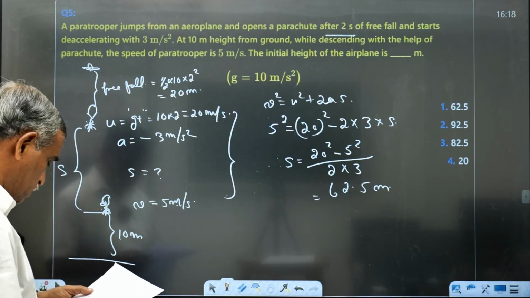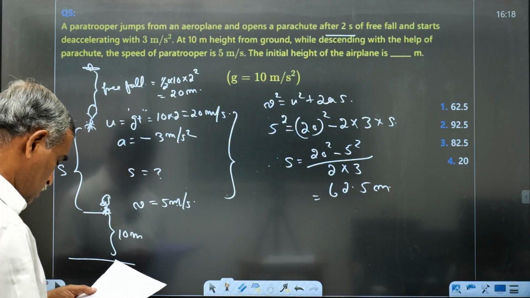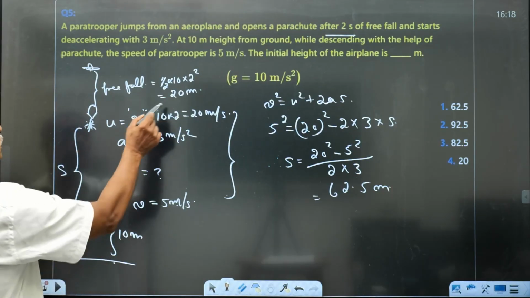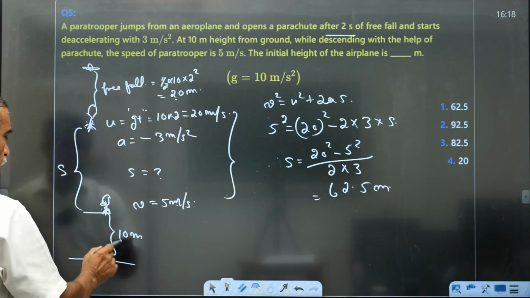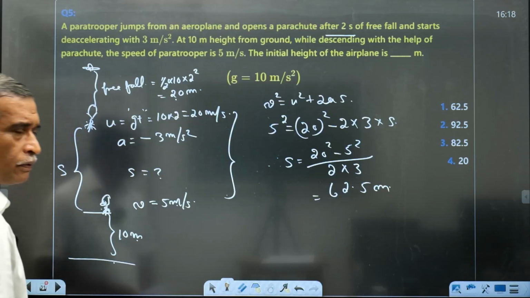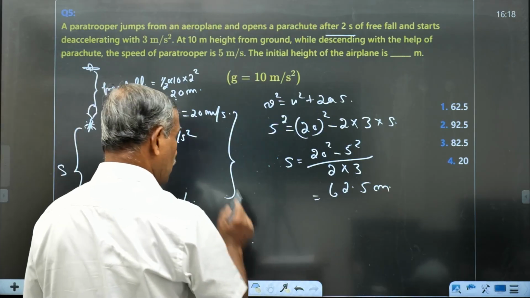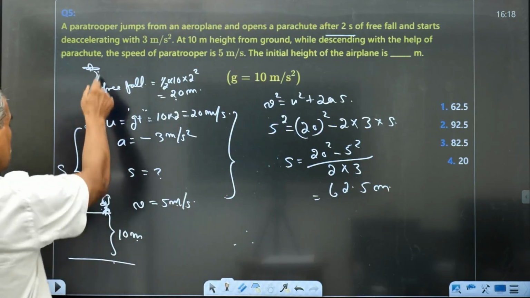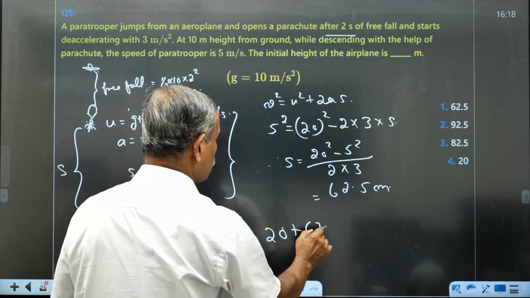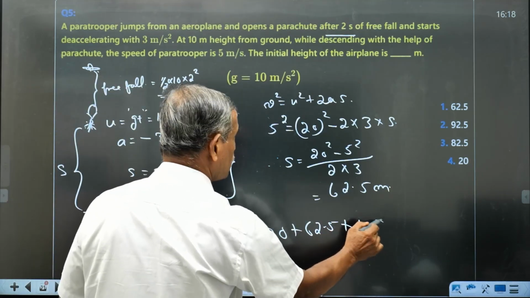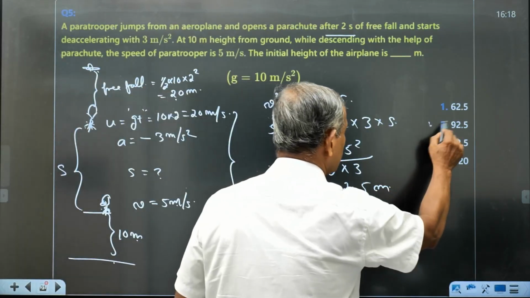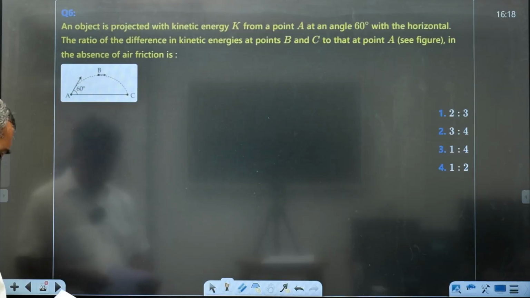Now the question is, what is the total distance? This distance is 20 meters, this is 10 meters, and this you already calculated as 62.5. Therefore, total distance is equal to 20 plus 62.5 plus 10, which is equal to 92.5 meters. Next one.